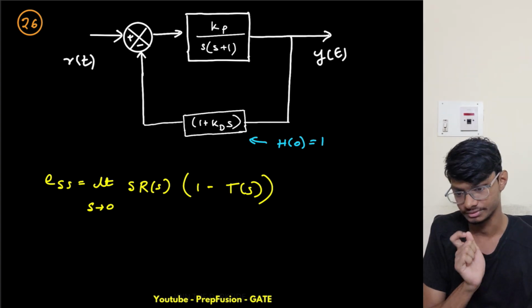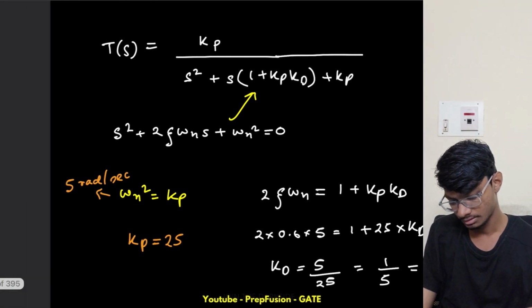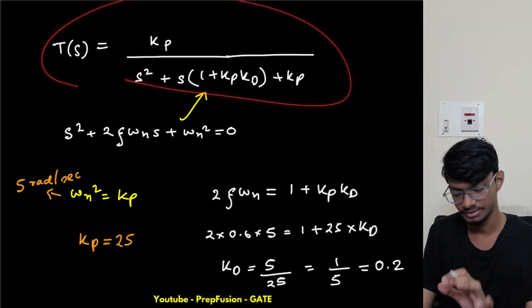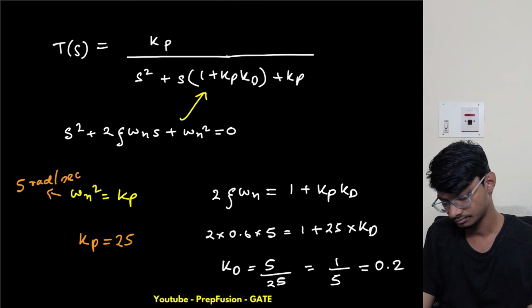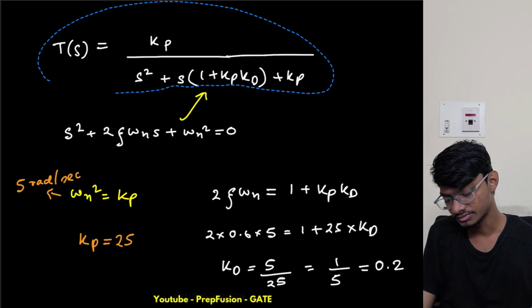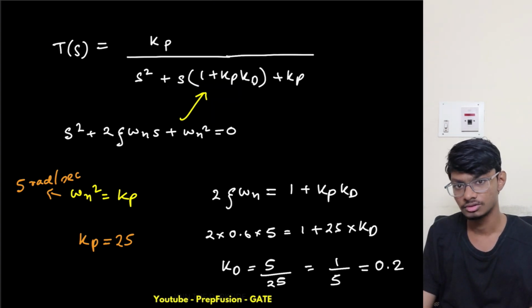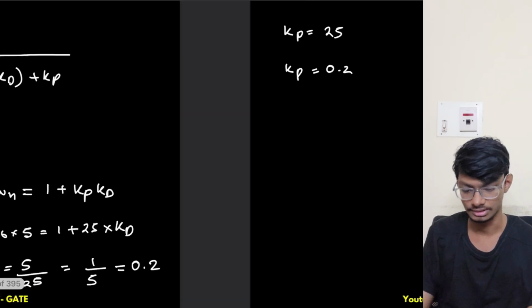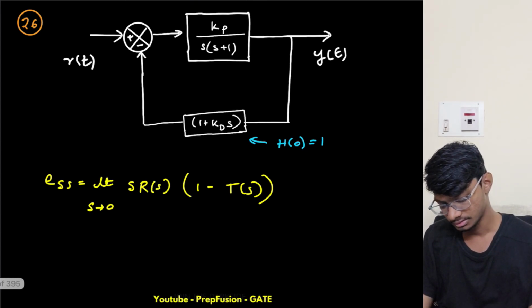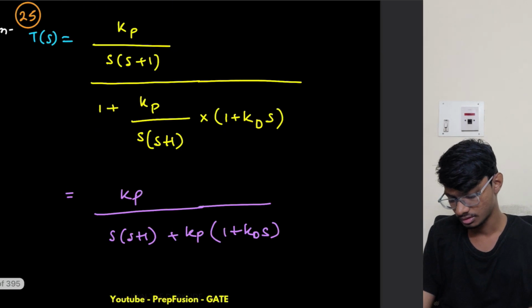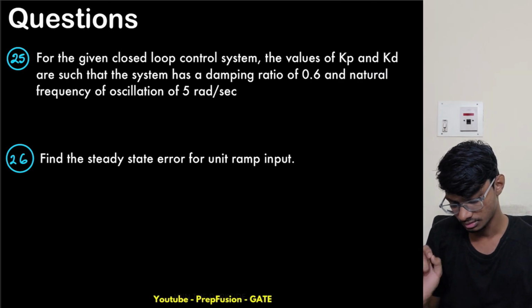I know my transfer function, right? What is the transfer function? Transfer function is this one, okay. I'll just replace my Kp and Kd here, okay. Or the transfer function they have anyway given us, right? How? By telling us the omega n and the zeta, right? So I can write it directly here. What is my R of s? R of s is a unit ramp input.